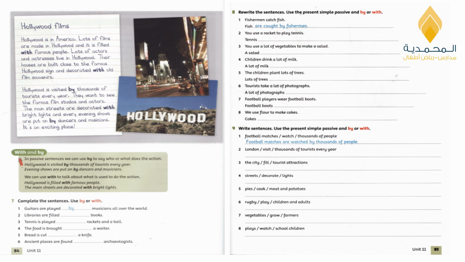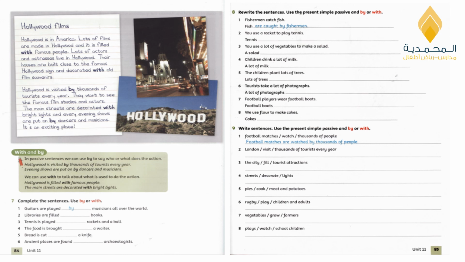Number 4. Children drink a lot of milk. A lot of milk is drunk by children. Number 5. The children plant lots of trees. Lots of trees are planted by children. Excellent. Number 6. Tourists take a lot of photographs. A lot of photographs are taken by tourists. Excellent.